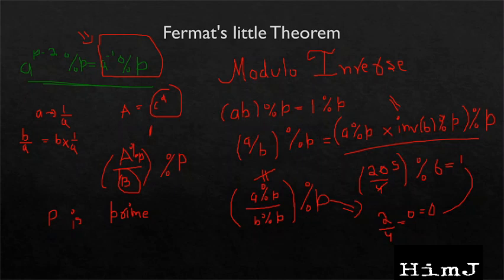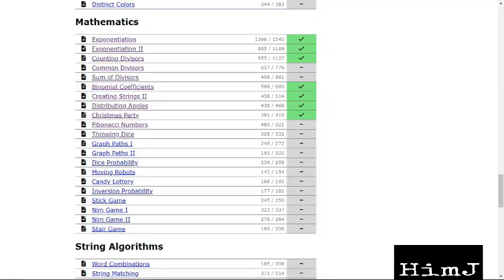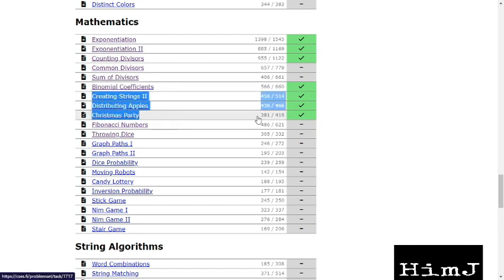So I hope after this video you got the idea of Fermat's Little Theorem and how it is used in CP. After this video I strongly recommend you to try and solve this problem, binomial coefficient, because being able to calculate the value of nCr is very essential for solving many CP problems. After solving this you can try these problems as well. All of these problems require a basic understanding of permutation and combination concepts.